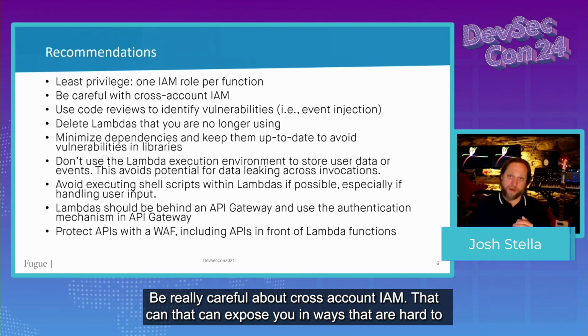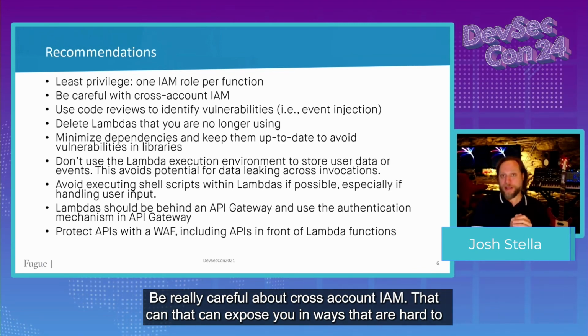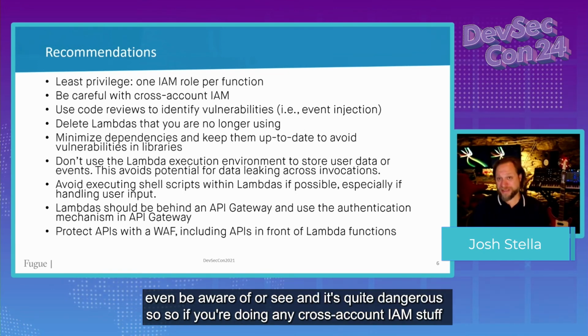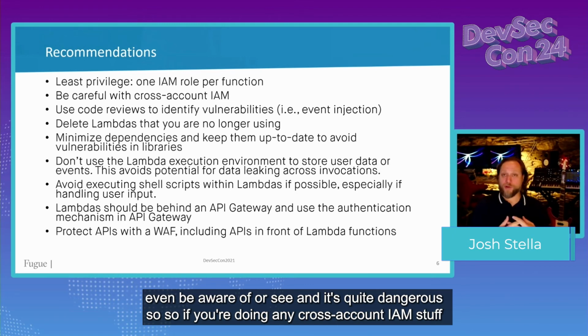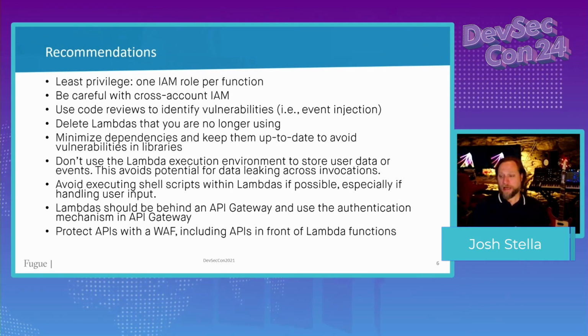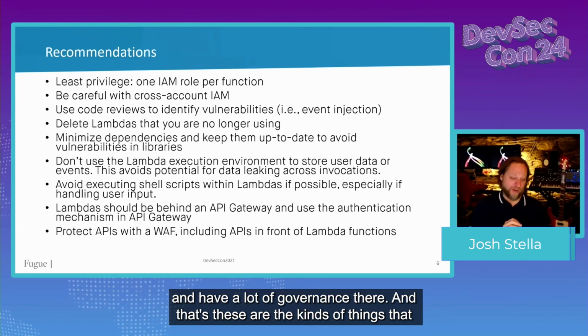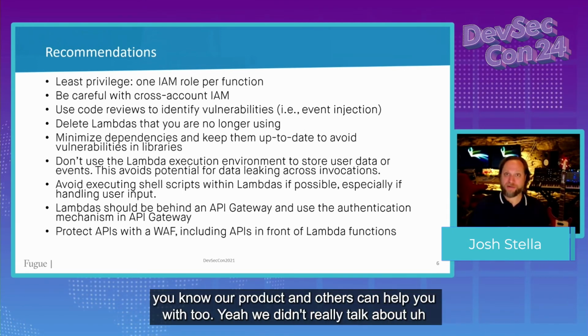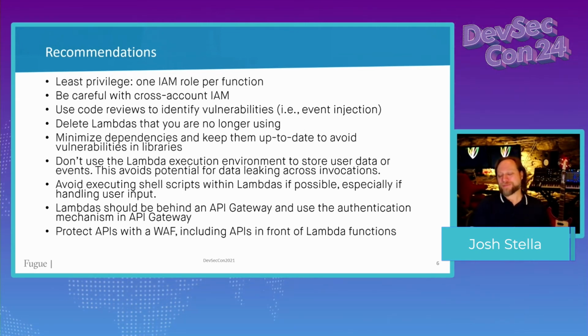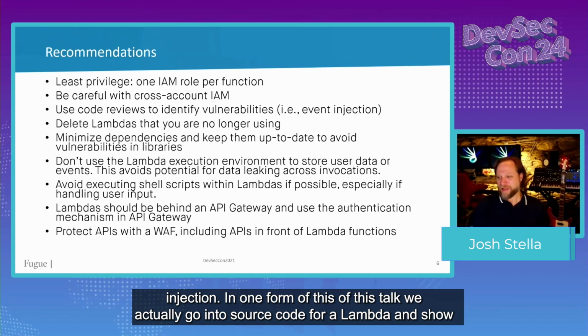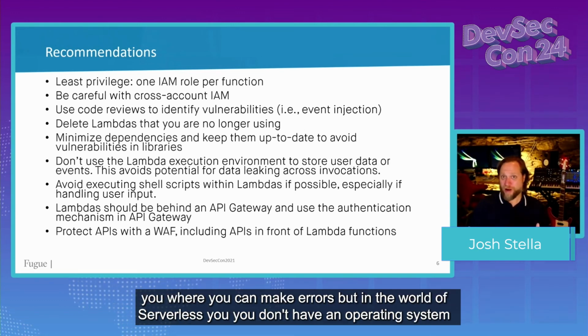Other things to focus on: be really careful about cross-account IAM. That can expose you in ways that are hard to even be aware of or see, and it's quite dangerous. So if you're doing any cross-account IAM stuff, you're going to need to be especially careful and keep track of exactly what's doing what, and have a lot of governance there. And these are the kinds of things that our product and others can help you with too. Yeah, we didn't really talk about code injection. In one form of this talk, we actually go into source code for a Lambda and show you where you can make errors.